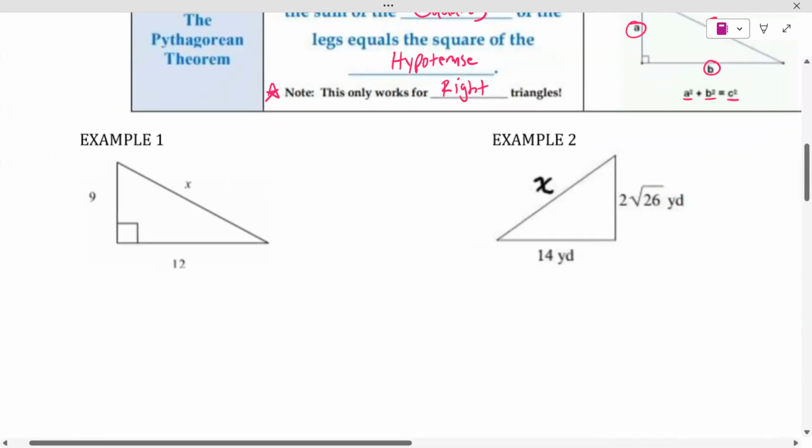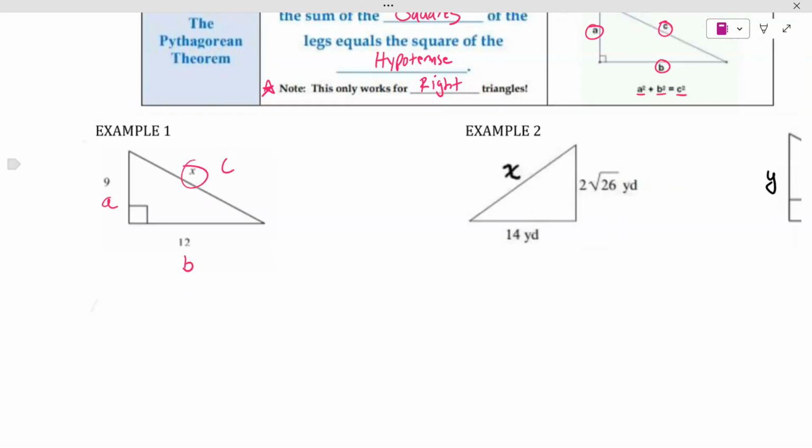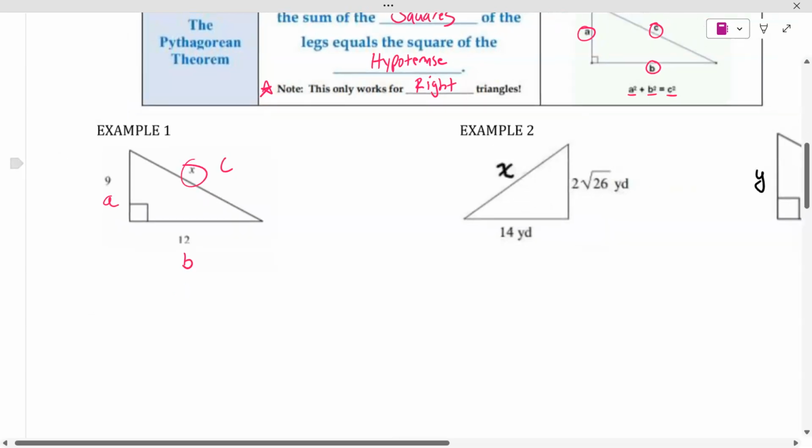So it looks like in this case we have an unknown variable, and I'm going to label my sides. It doesn't really matter which one you call A, B, and C, but I'm going to call it A, then B, and then of course our X is our C. So it looks like we're solving for the length of the hypotenuse. It's always good to take stock of what you're given versus what you're looking for.